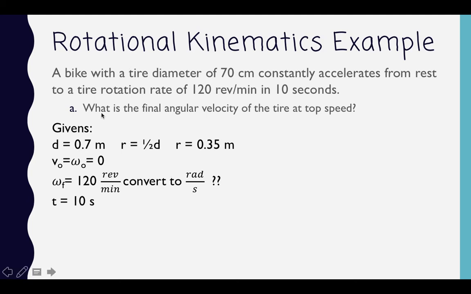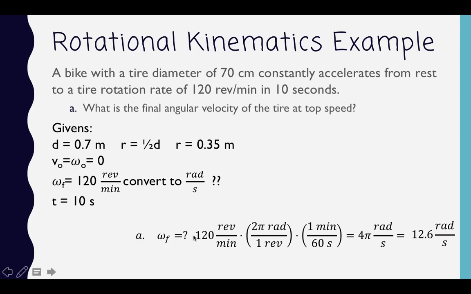Well, part A asks us, what is the final angular velocity of the tire at the top speed? 120 revolutions per minute is the top speed, but it's asking for angular velocity, so the answer must be in radians per second. Well, we know that for every 1 revolution in a circle, the tire moves 2 pi radians. So if we have 120 revolutions per minute, we want to convert revolutions. We want to get rid of that quantity. We want to convert it into radians. So we take revolutions in our numerator, drop it down to the denominator. So for every 1 revolution, there's 2 pi radians.